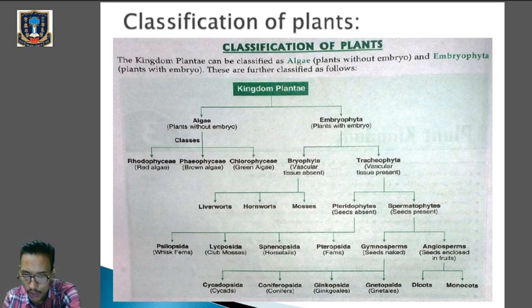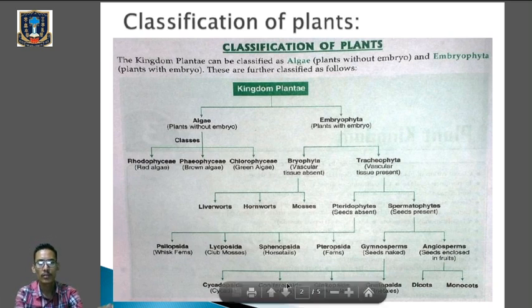Gymnosperms are divided into Cycadopsida, Coniferopsida, Ginkgopsida, and Gnetopsida. And angiosperms are further divided into dicots and monocots. Dicot means bearing two cotyledons, and monocots means bearing a single cotyledon. From the next class we will learn about the different classes of algae along with their characteristics and examples. So this much for today's class.